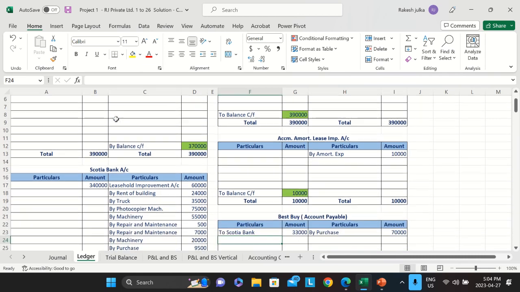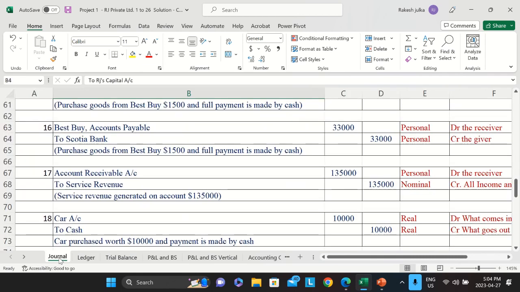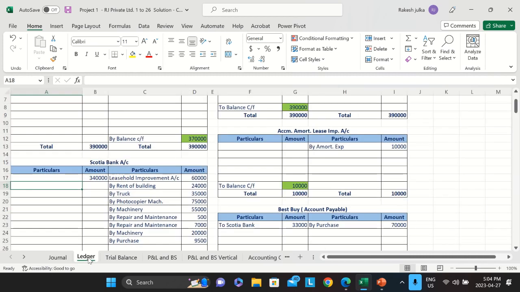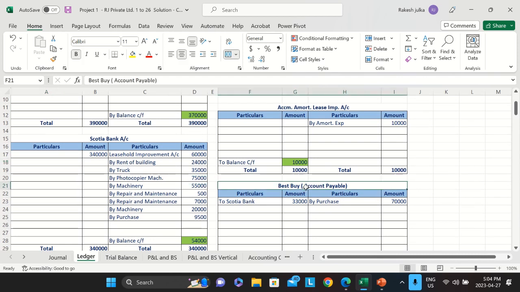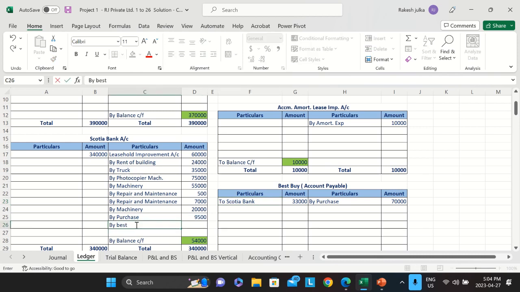Go to Scotiabank now, and write Best Buy account payable, right? $33,000. So let's see where is Scotiabank, Best Buy. So Best Buy to Scotia, and in Scotia by Best Buy, and the amount will be 33,000.